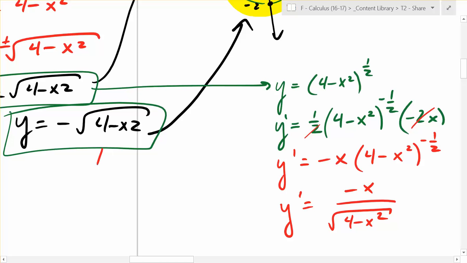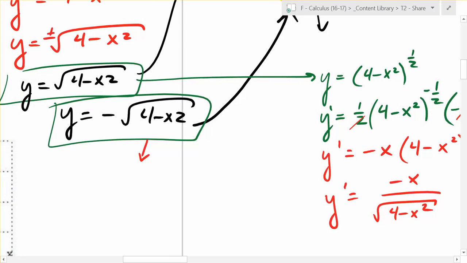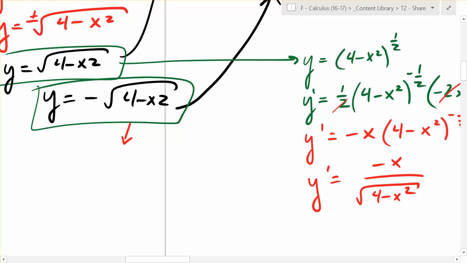Now, is the work for this one very similar? What's the only difference between those two functions? Just the negative. So if you know the derivative of the other one is that, what do you multiply that one by? Negative. So you end up with y prime for this one is equal to x over the square root of 4 minus x squared. But there's two derivatives because you need two functions.